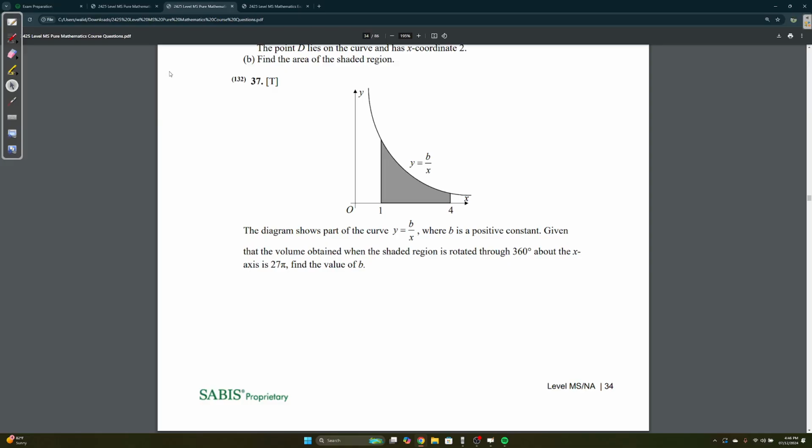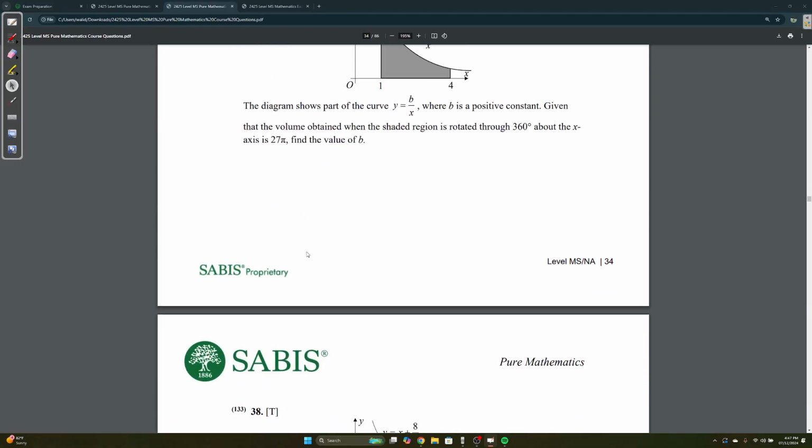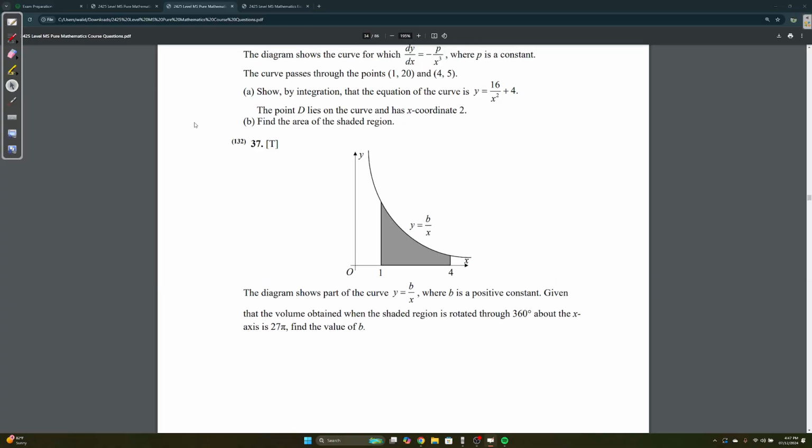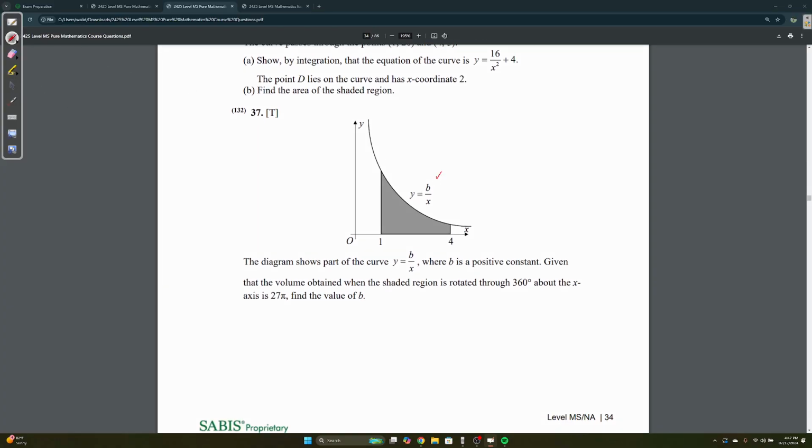The diagram shows part of the curve y equals b over x, where b is a positive constant. Given that the volume obtained is 27 pi, find the value of b. I think we've solved this before in the quiz, but let's just do it fast. So this is y equals b over x, and they said that the volume obtained is 27 pi. So how do we find the volume for this? It's just one curve, there's no other curve. We have our bounds, everything's above the x-axis, it's very easy.